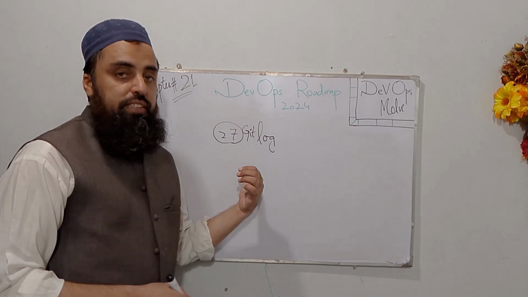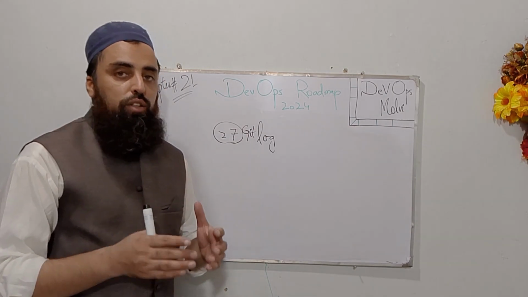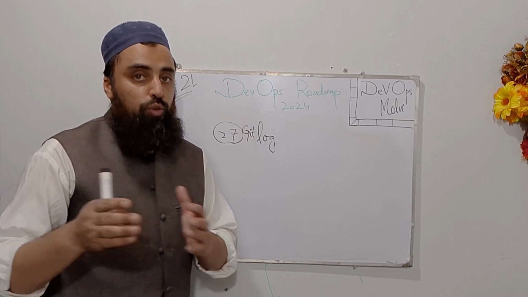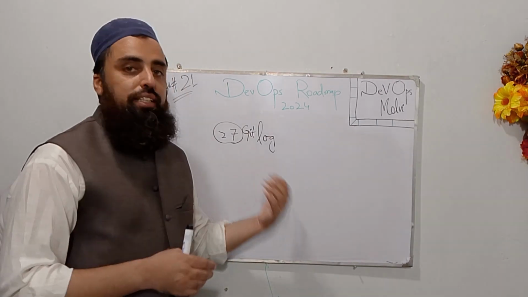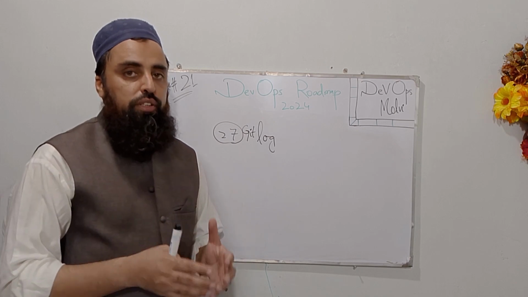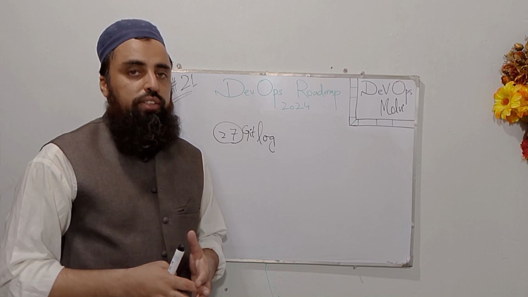So the 27th term is git log. For instance, if I want to see the logs of all the previous commits and who committed those changes, I can use git log to see the commits history. So git log is actually a wonderful Git command to see the commits, logs, and history.